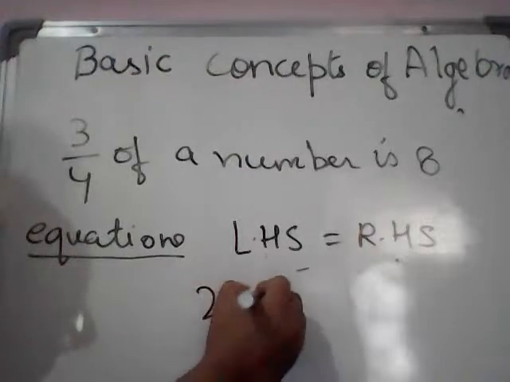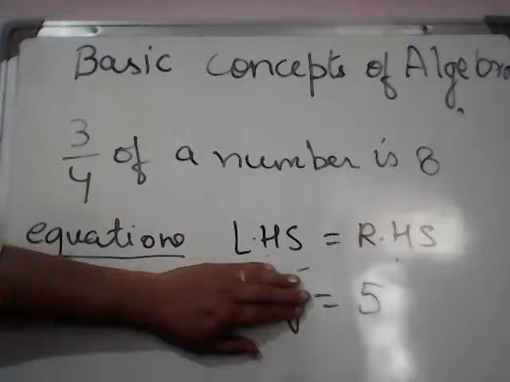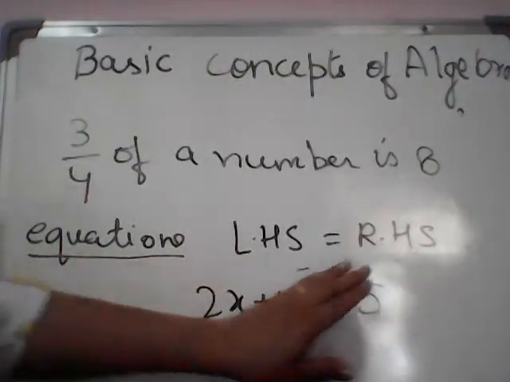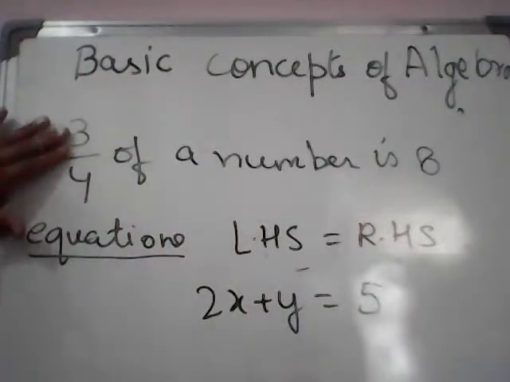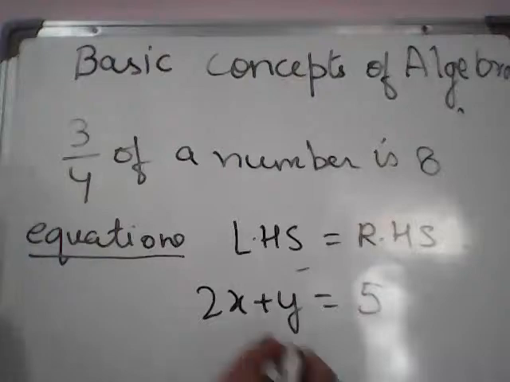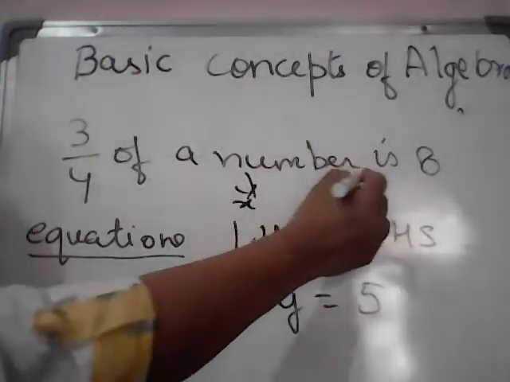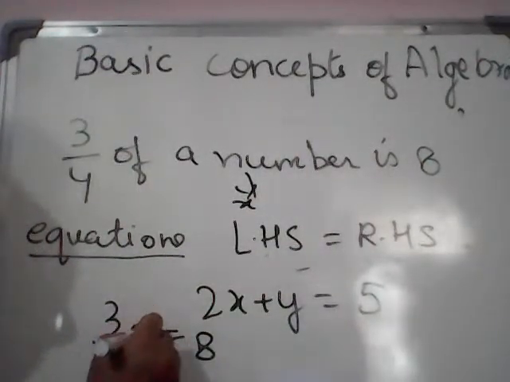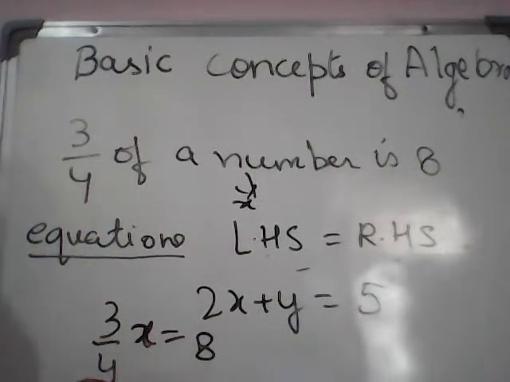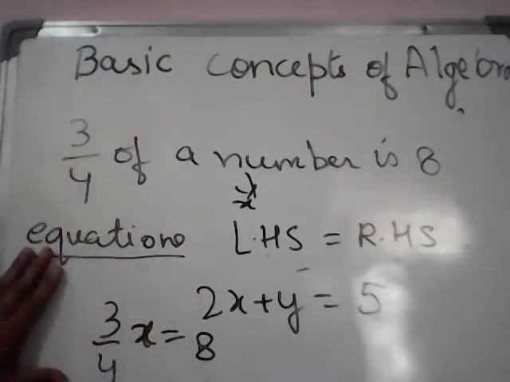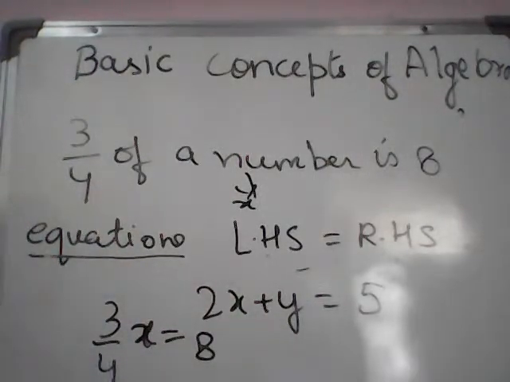Like I told you, 2x plus y is equal to 5, if we have this equation, this is the left-hand side and this is the right-hand side. So the left-hand side is equal to the right-hand side. This is how equations are. If we have 3/4 of a number, suppose the number is x. So 3/4 of a number will be 3/4 x is equal to 8. Here we see that we have two sides, the left-hand side and the right-hand side. So this is how equations are formed. An expression is just one side and equations have both sides.